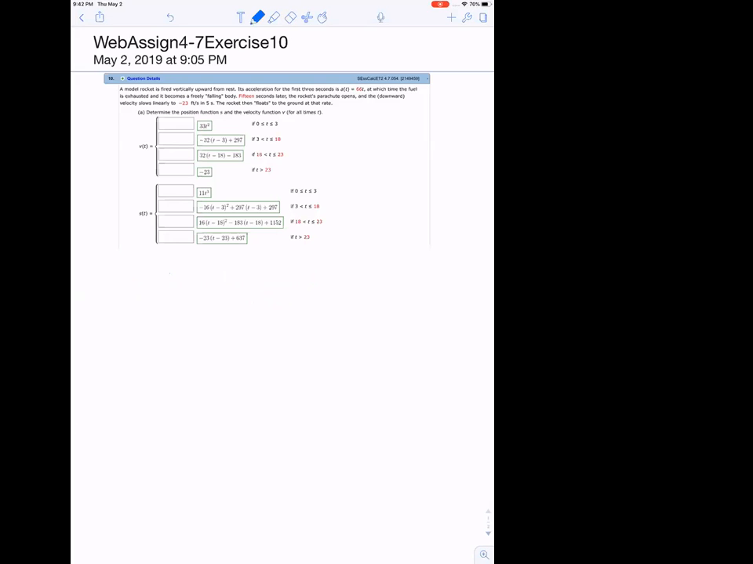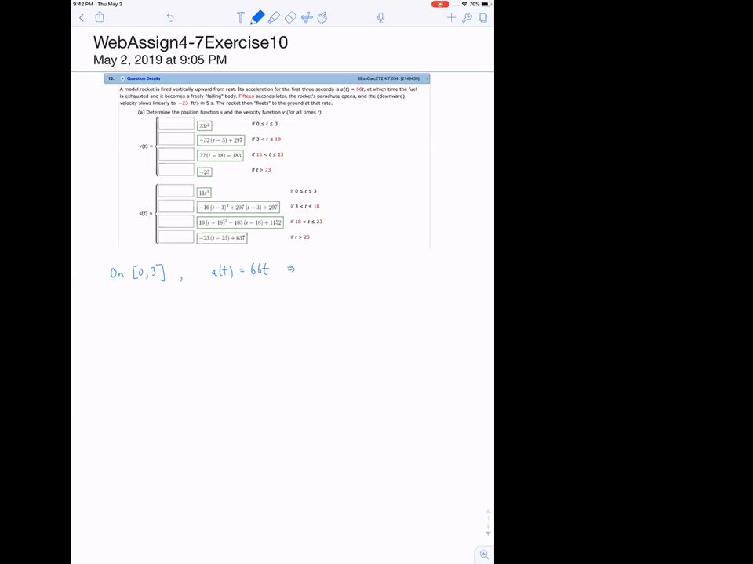What we know is that a model rocket is fired vertically upward from rest. So it starts off on the ground, so the position is 0, and its velocity is 0 because it's at rest, and then it accelerates for 3 seconds at a of t equals 66t. So on the interval from 0 to 3, that's t equals 0 up to t equals 3, we know that the acceleration is equal to 66t.